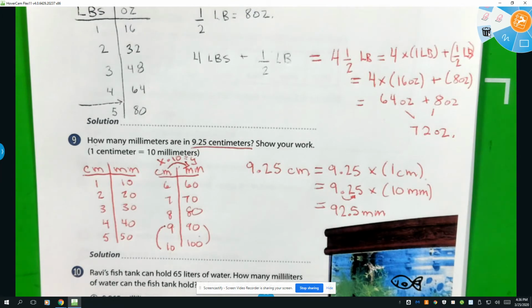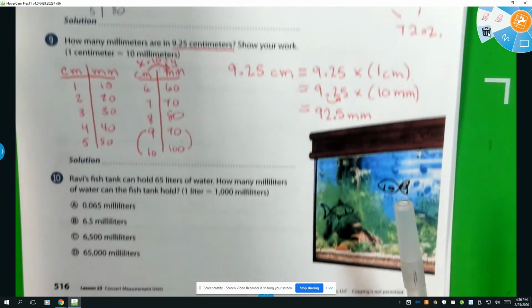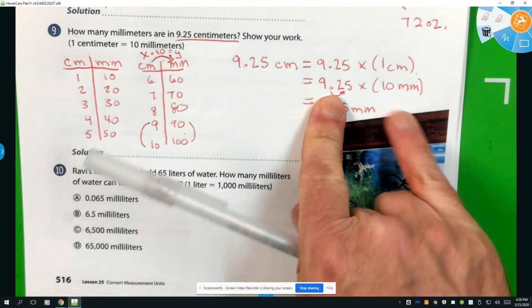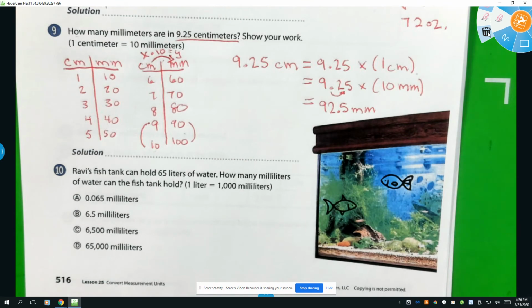Hope you got it right. So if you did get it right, keep it up. If you didn't, go back and see what I was doing with the tables. See about the conversions, how we got there. Okay.